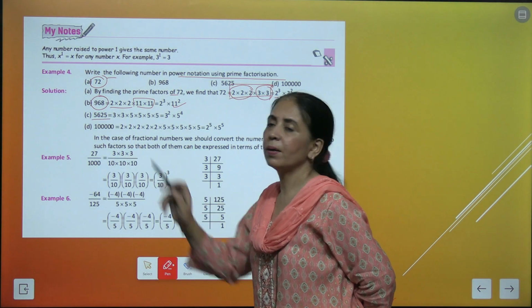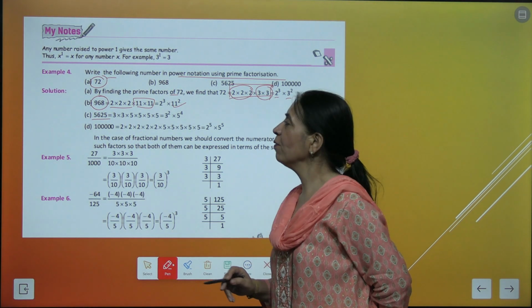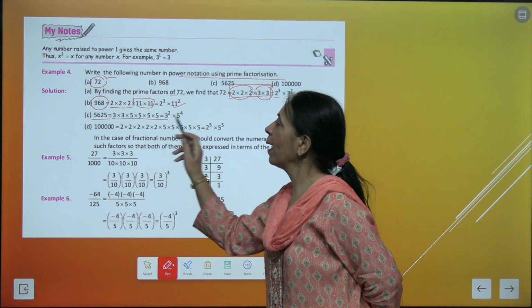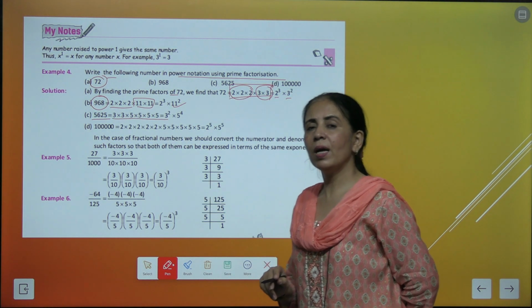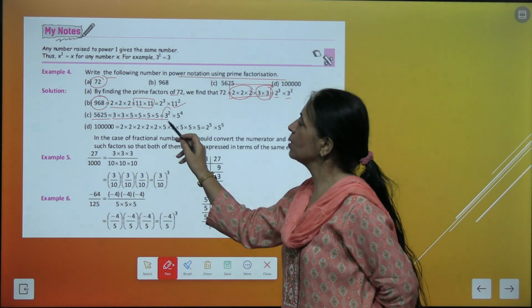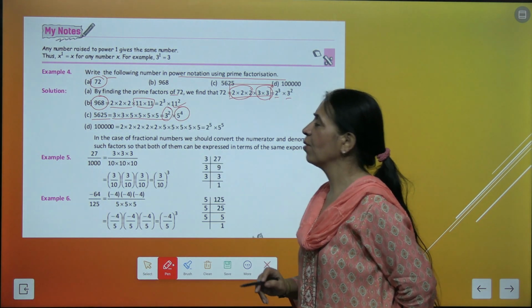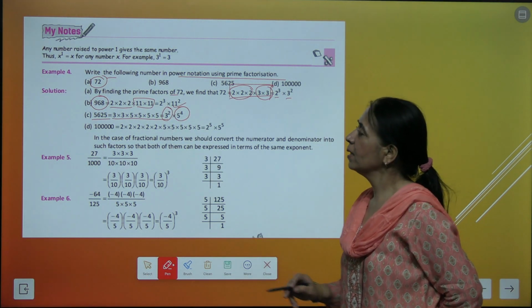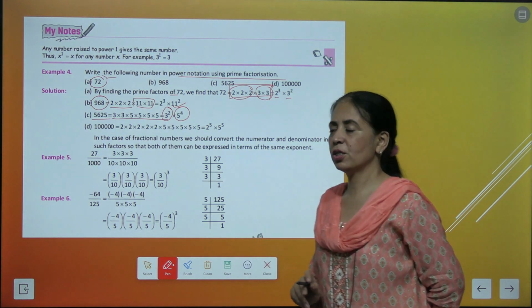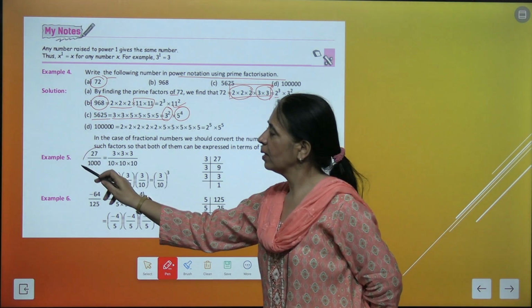Let's take another number, 5625. यहाँ हमने इसके प्राइम फैक्टर्स निकाले और 3 आया 2 times, we have written 3 square multiply 5 raised to the power 4. And this way you can do other questions. Now we come to another example.